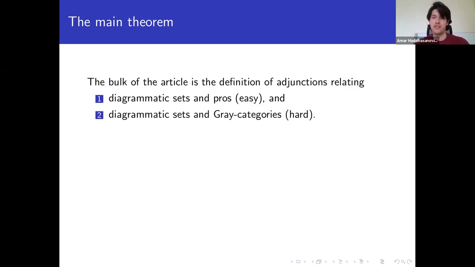So the bulk of the article, which I'm just going to state, is the definition of adjunctions that relate the category of diagrammatic sets, specifically pointed diagrammatic sets, to the category of PROs, and that's quite easy actually to define. The hard work is finding a non-trivial adjunction which actually relates diagrammatic sets and Gray categories, giving a faithful functor from Gray categories to diagrammatic sets, which restricts to a functor from PROPs to pointed diagrammatic sets.